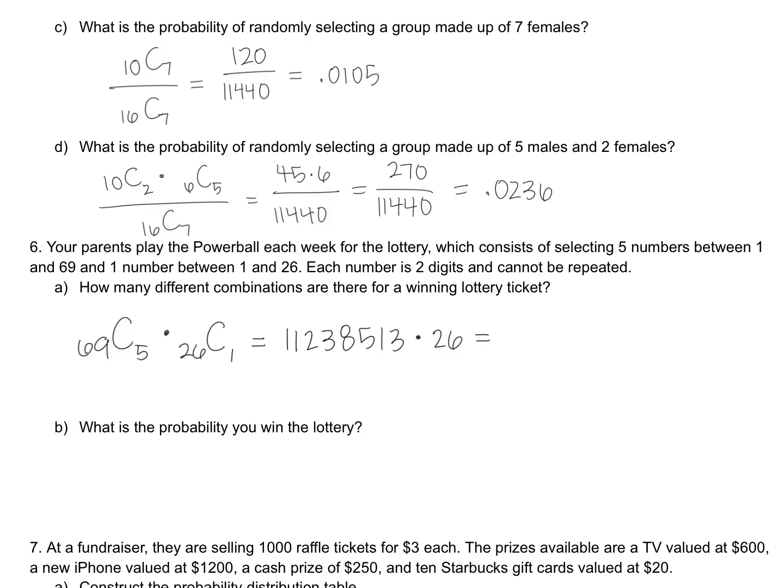26 choose 1 is 26. When you multiply the two numbers together, you're going to get 292,201,338. And then the probability that you win the lottery, there's only one winning ticket, so it's just 1 over the different combinations. And then you're not going to want to write that as a decimal because it ends up being a very, very small decimal with scientific notation.